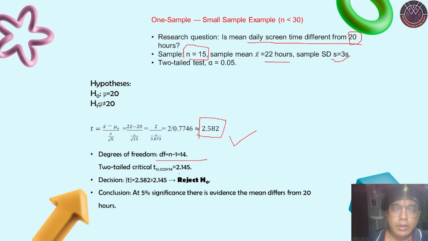So for the two-tailed test, the critical t value is 2.145. The calculated value is more than 2.145, so we have to reject the null hypothesis. So you can say that the alternative hypothesis will be correct. The null hypothesis has to be rejected. So the average daily mean screen time is not equal to 20 hours. So it is different. So the conclusion is, at 5% significance, there is evidence the mean differs from 20 hours. So that you have to try to see.